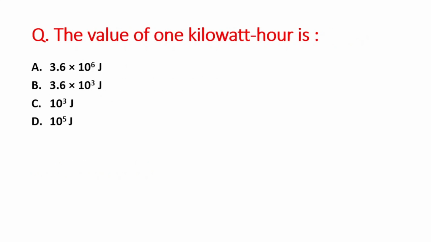Next question is: the value of 1 kilowatt hour is equal to A option is 3.6 into 10 raised to power 6 joule, B option is 3.6 into 10 raised to power 3 joule, C option is 10 raised to power 3 joule and the D option is 10 raised to power 5 joule. So 1 kilowatt hour is equal to 3.6 into 10 raised to power 6 joule, and this question is very important guys. So you have to remember these values well.